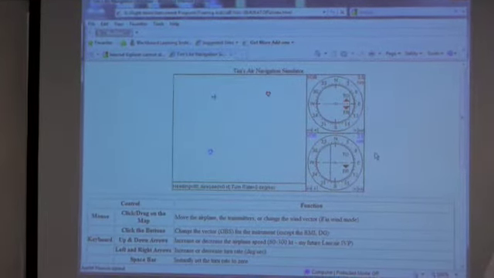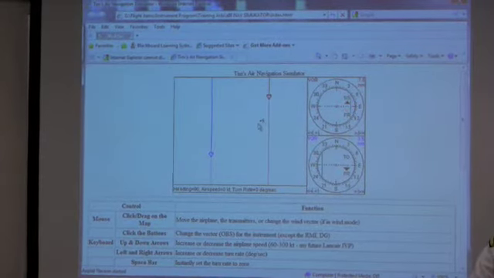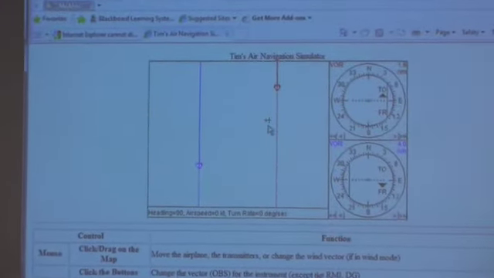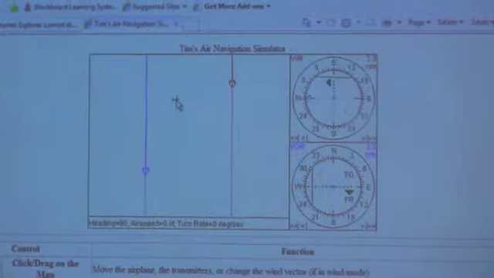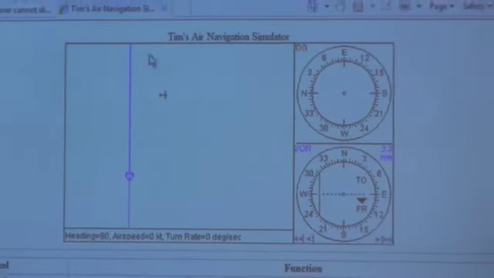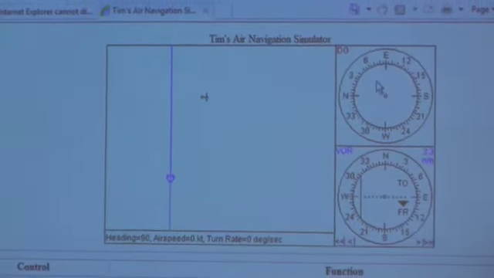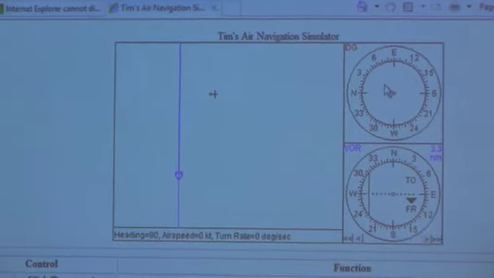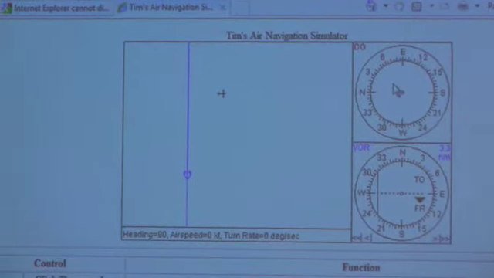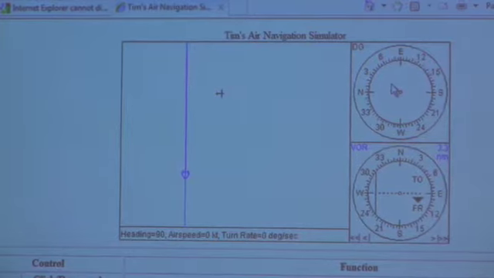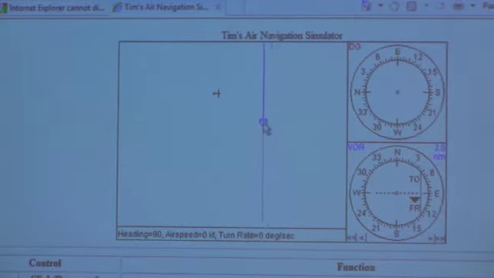Here we go. Let's turn on the radials so we can see them. We're actually going to change this one into a heading indicator. So the top one's a heading indicator. The bottom one is the actual OBS. So you can see what we're doing here.